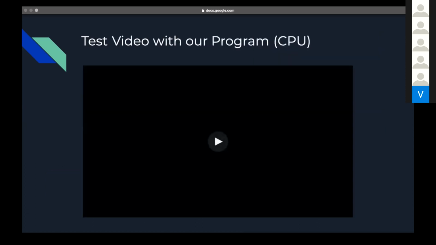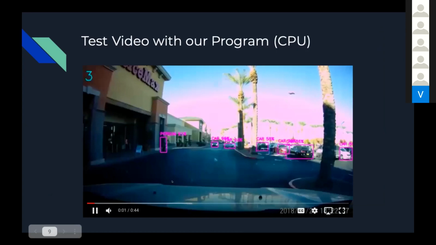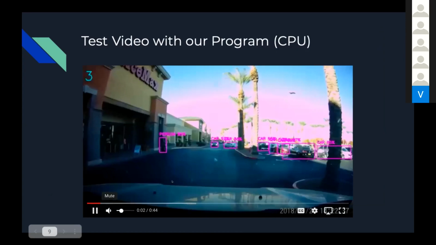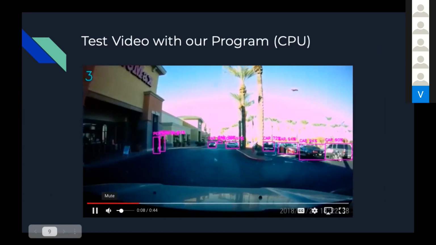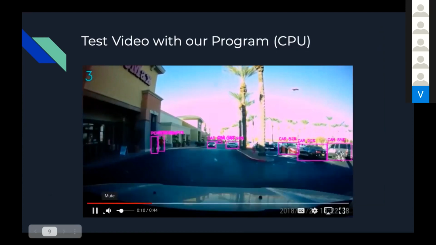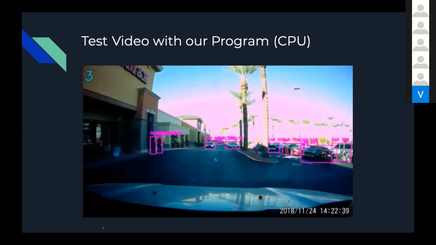Next slide. So this is the video with our program. This is running on a CPU, so this would be one of the slowest applications. As you can see in the top left corner, it gives us the frame rate that we're running at, which is 3 frames per second. So this is quite slow, and for any real world application, this would not be sufficient.